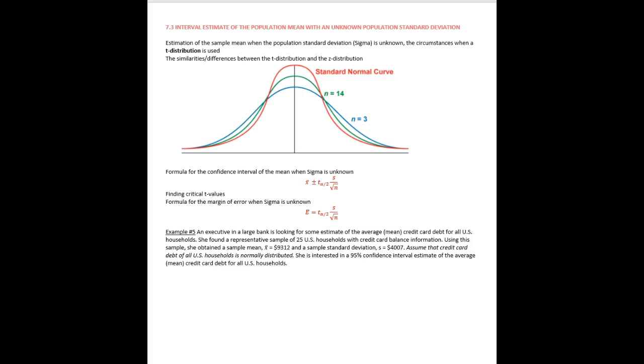This is going to be section 7.3, interval estimate of the population mean with an unknown population standard deviation. That is code for we don't have a population standard deviation. So we're not going to have a sigma, we're only going to have an S. What that ultimately means is that we can't use z-tables to solve things. We're going to have to use our t-tables, our t-distribution. This should be the first time that you guys have seen this.